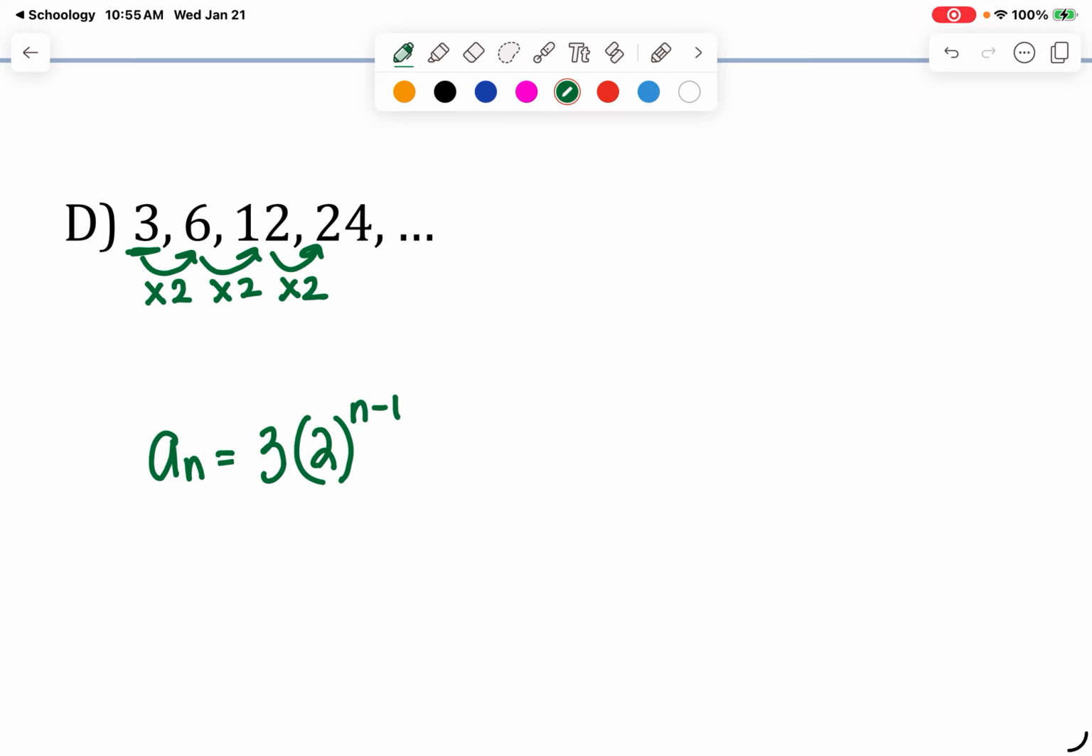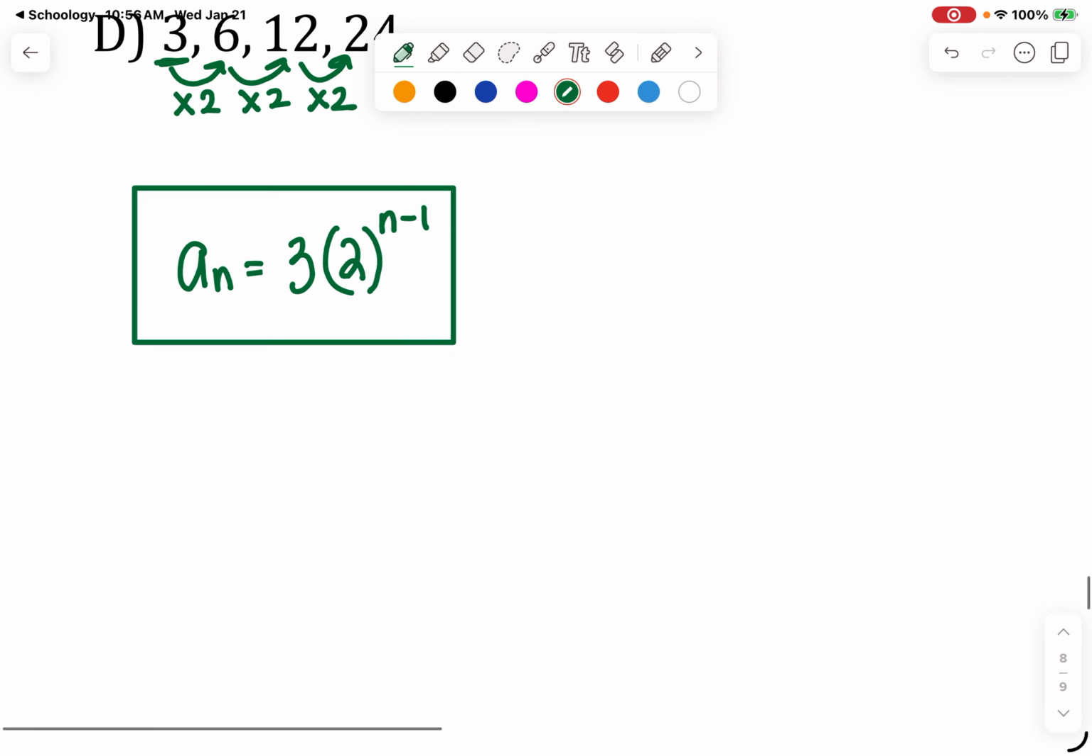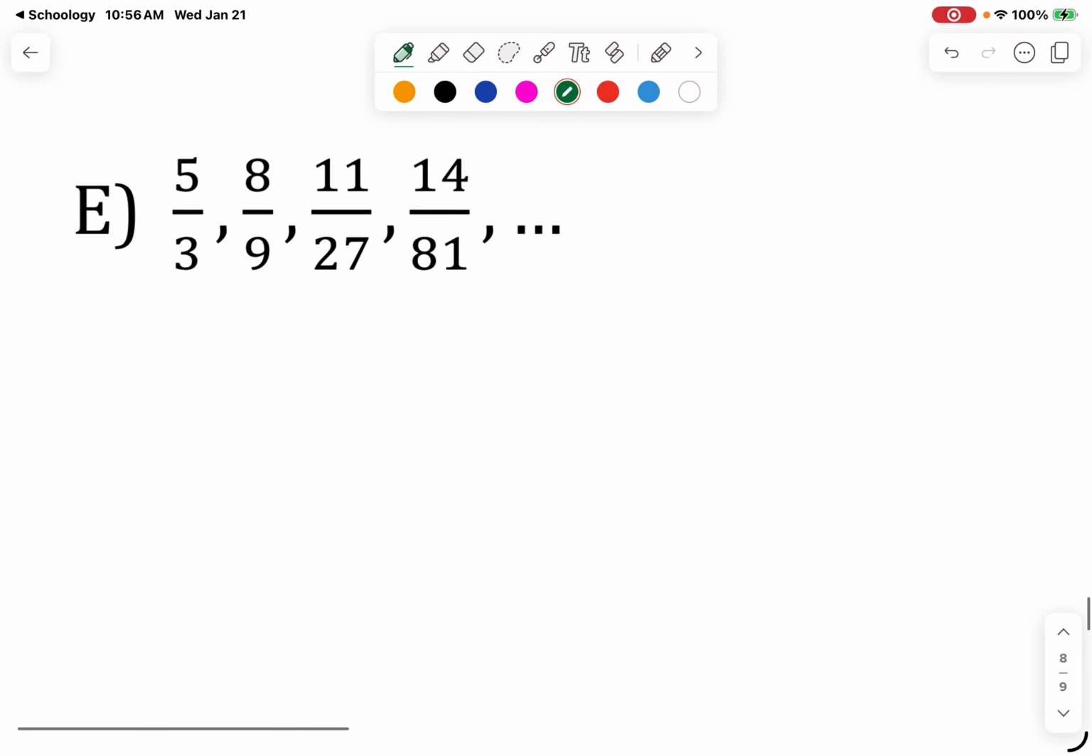Okay, but if you check the rest, if I plug in 2 here, I get an exponent of 1. 2 to the first power is 2, times 3 is 6. It works, okay? So that is a geometric sequence, which has an exponential base right there, an exponential function, okay.